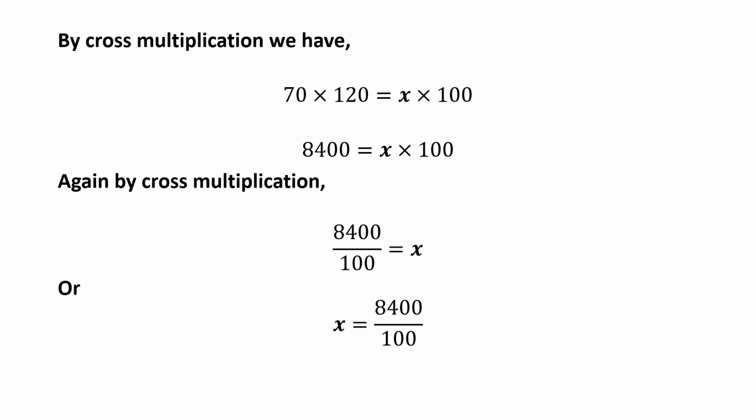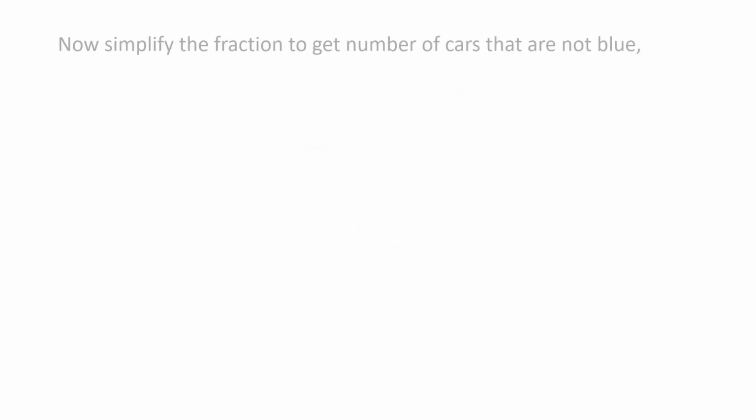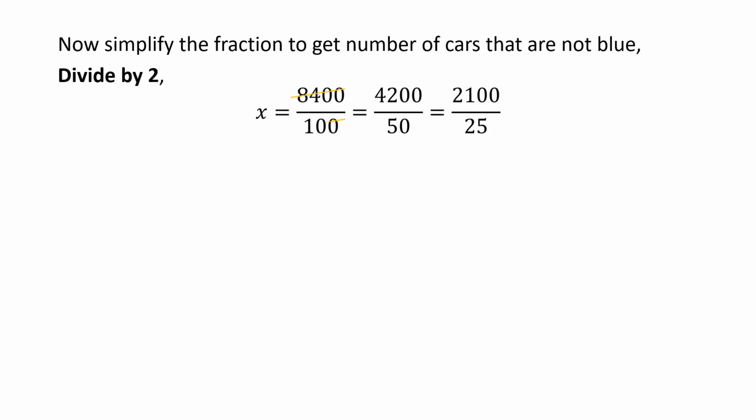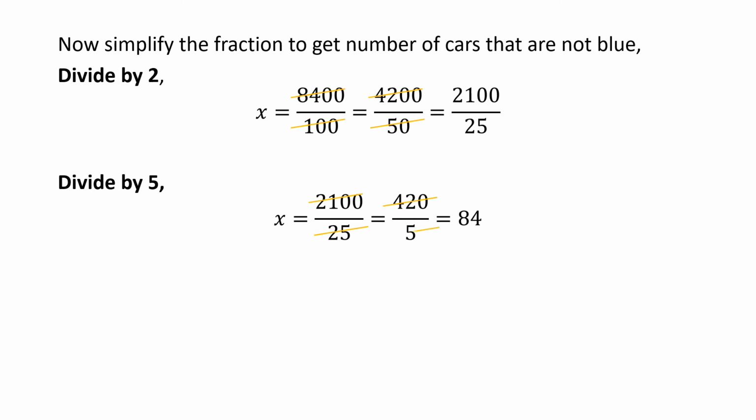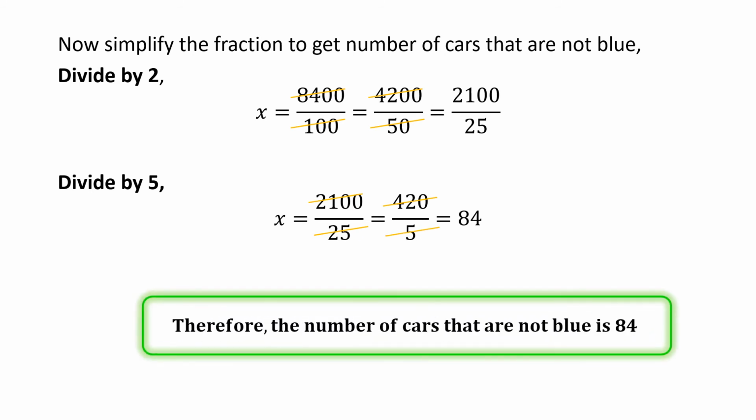Now simplify and solve for the value of x as shown. After simplification we have x equals 84, therefore, the number of cars that are not blue is 84.